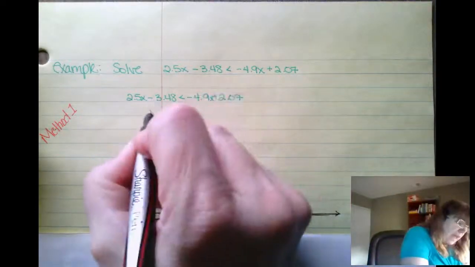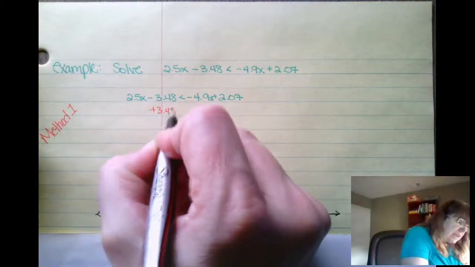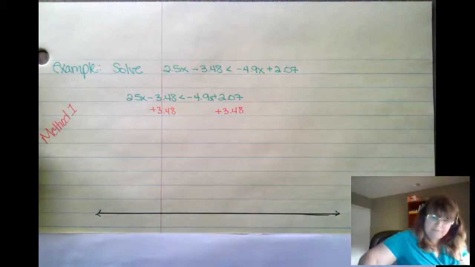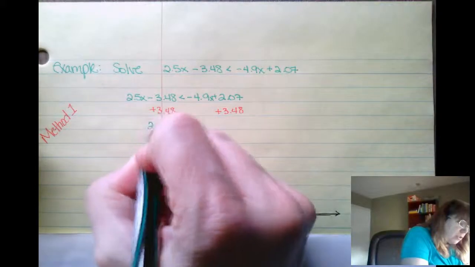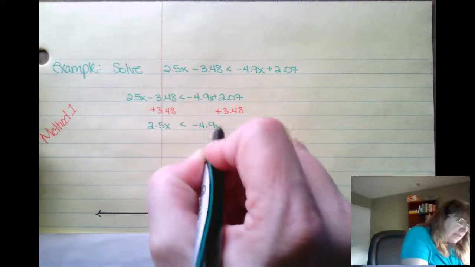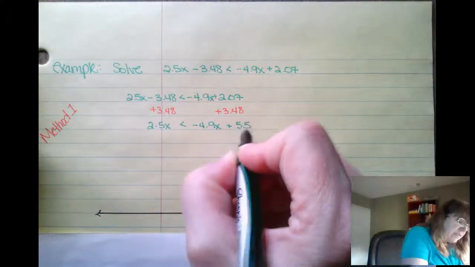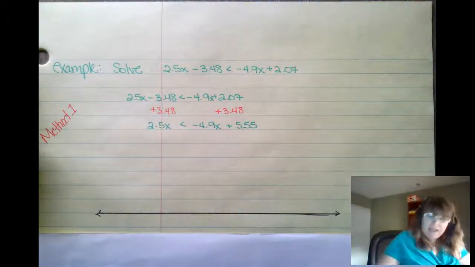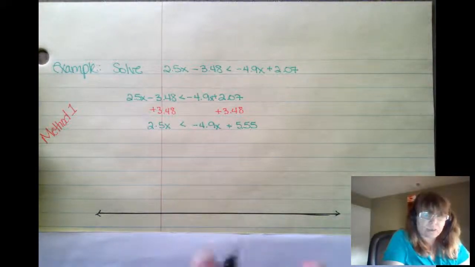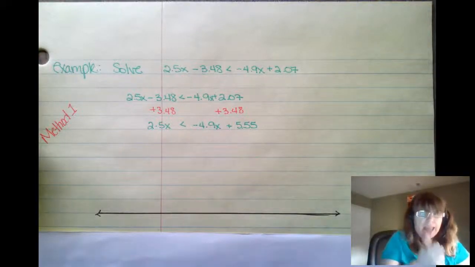So I'm going to add 3.48 to the left as well as 3.48 to the right. Now I have 2.5x is less than negative 4.9x plus 5.55. Now I want to add 4.9x to each side, and since I realize that we're moving an x around, but number one, we are adding it, we're not multiplying or dividing, so we're going to leave the inequality alone.